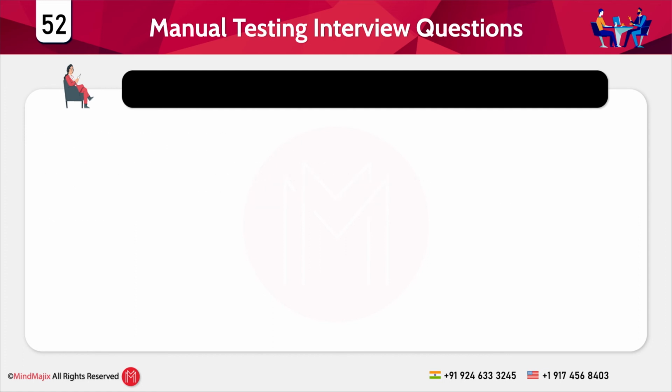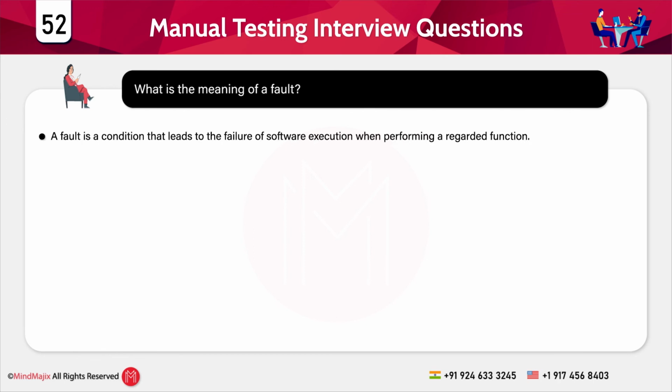The next question is, what is the meaning of a fault? A fault is a condition that leads to the failure of software execution when performing a regarded function.